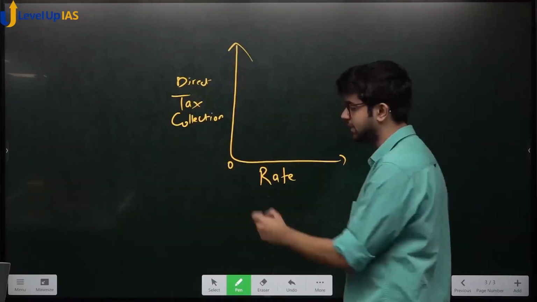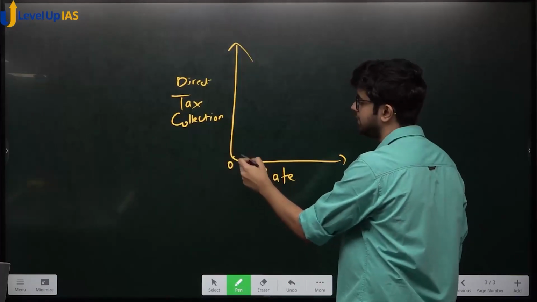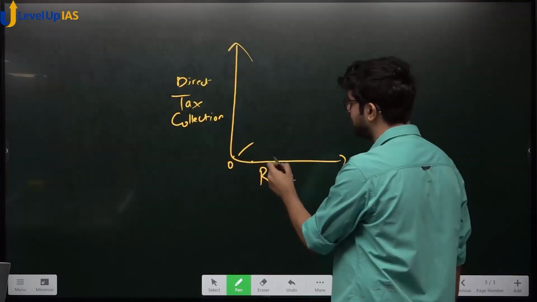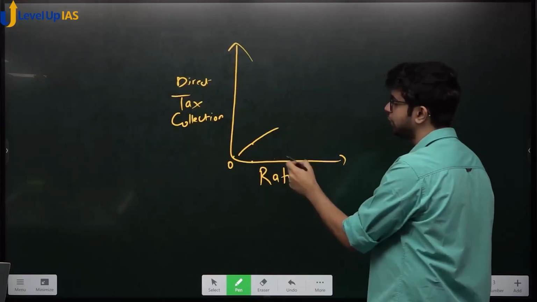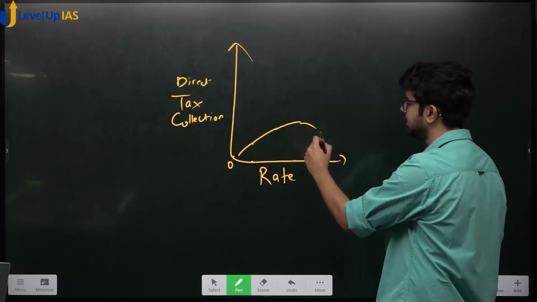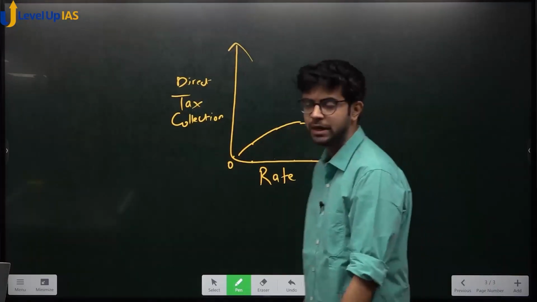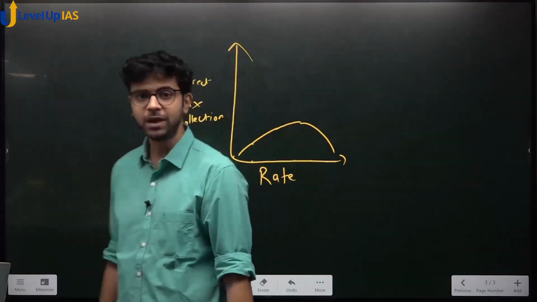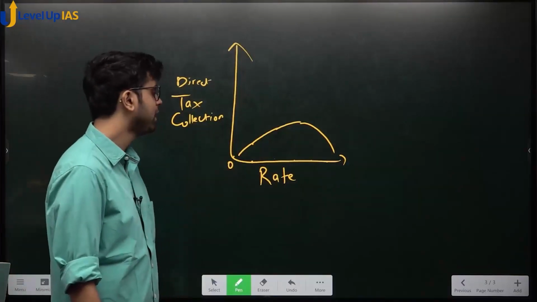If I plot this, now it is 0%. How much would be the tax collection? 0%. When it goes to 5%, will it increase? Yes. When it goes to 10%, would it increase? Yes. When it goes to 15%, would it increase? Yes. After a point of time, what will happen? It will start decreasing, yes or no? Because people will start avoiding paying taxes. You will have to exempt a lot of people if you set a very high tax rate.